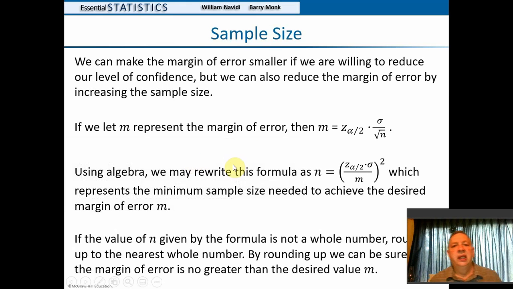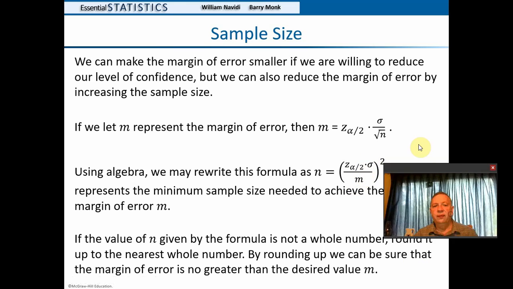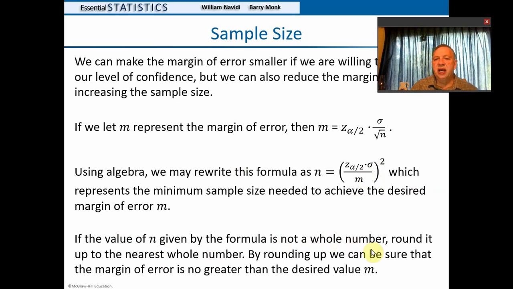Okay? So here was our margin of error, and we're just going to call it a little m. Sometimes I use ME for the margin of error. But the m is the critical value times the standard error, and I'm actually going to solve for n here. Put the m down here, this is over here, and then square both sides. That's my formula for the sample size needed to achieve a particular confidence level with a given margin of error. If the value given by the formula is not a whole number, always round it up to the nearest whole number. That way, by rounding up, we can be sure that the margin of error is no greater than the desired value of m.